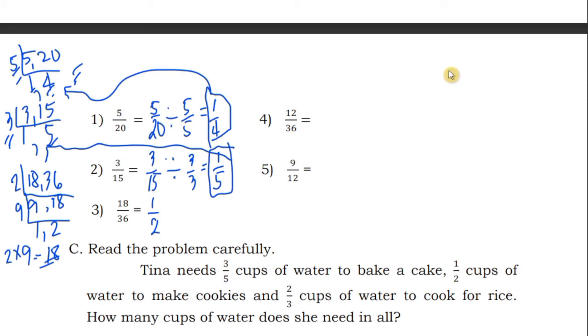Then 12 and 36. So we have now here divisible by 6. 12 divided by 6 is 2. 36 divided by 6 is 6. Still the same, still working. We can still work it out, that 2 and 6. So we have here divisible by 2. So 1 here, and the other one is 3. So 6 times 2, that is 12.